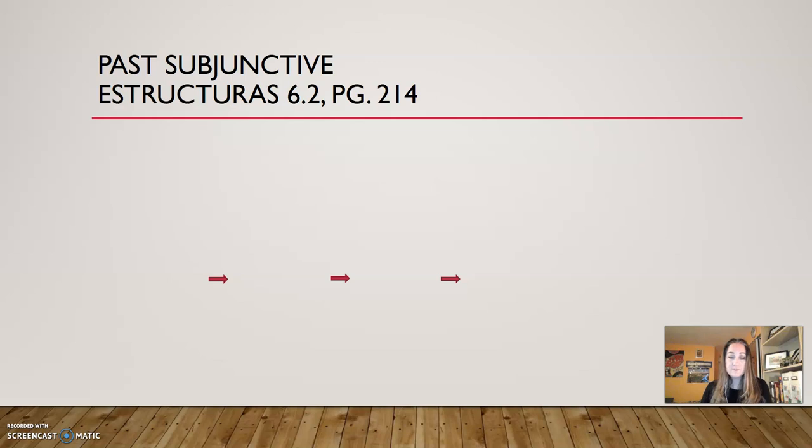If you have your textbook with you or you're using the V-text, you can find the explanation in your textbook en la página 214. Esta es la segunda parte de gramática de la lección 6, estructuras 6.2.